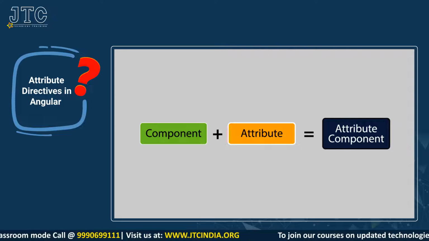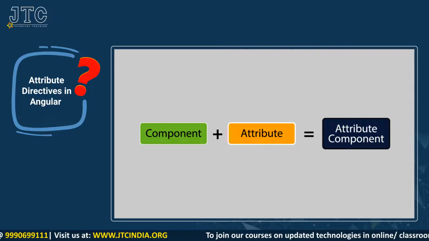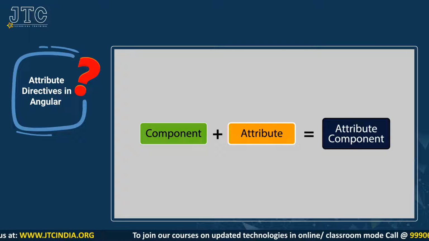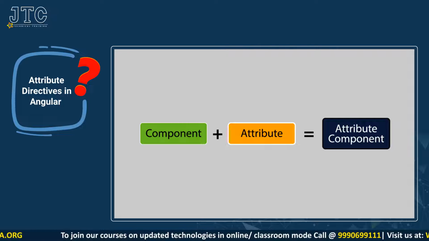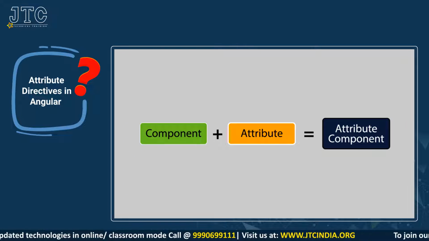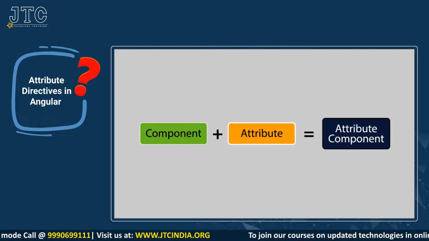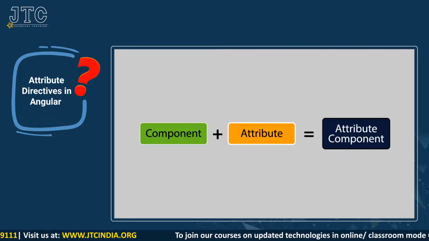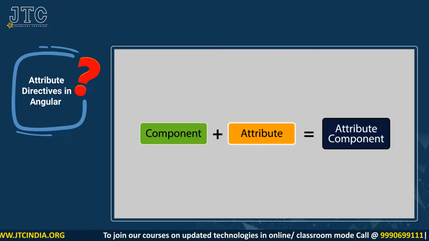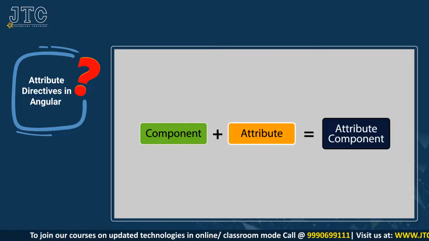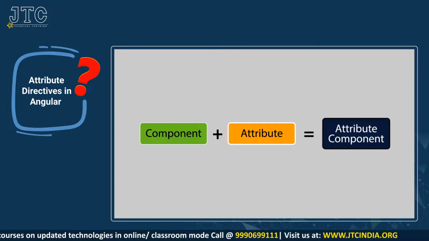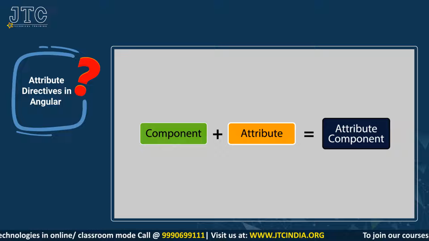So this star ngIf is a structural directive, if that is what you're talking about. Star ngIf says if that particular value is correct, or it is a true value, then you have to change some structure. So the star ngIf is a structural directive. The attribute directive was the color changing component that we created. Once you hover over a component, the color changes.